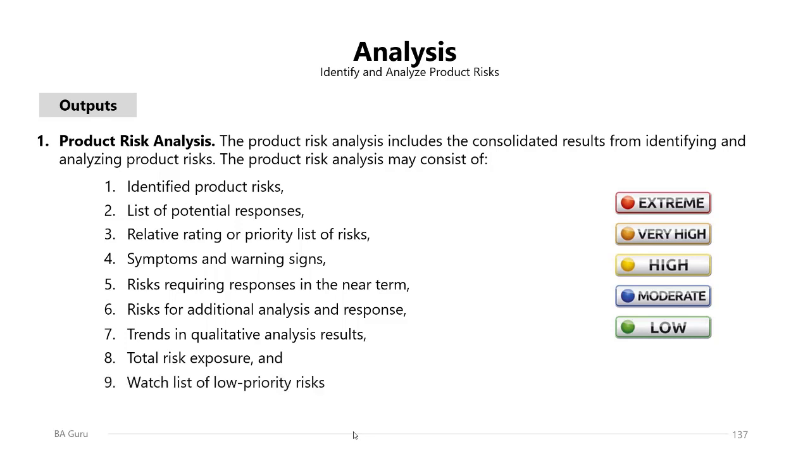The watch list is a list where we are going to record all the low priority risks that do not require further analysis for future monitoring in the monitor risks process. So these 9 parts or 9 points are usually part of the product risk analysis, which is the key output of this process.